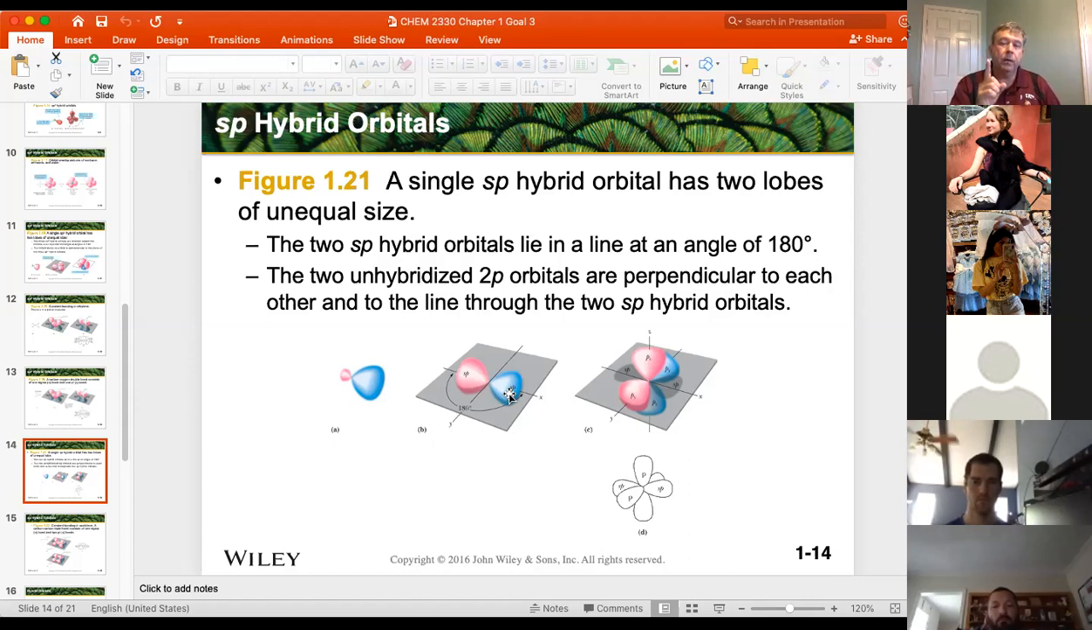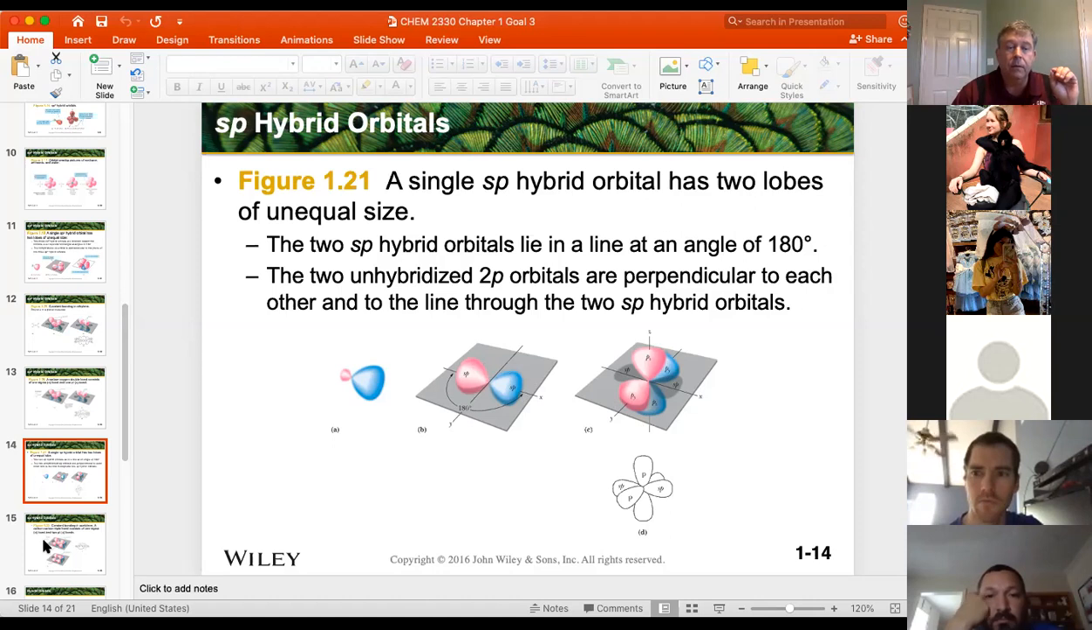But we've only used up one of those p orbitals. That means that we still have a px and a pz that have to be somewhere. So the px is going to be outside the plane of the hybridized orbitals, but the pz is going to be in the plane with the hybridized orbitals, but at 90 degrees away from it, because that's as far as we can get. So the hybridized orbitals are 180 degrees apart, but the p orbitals are going to be 90 degrees from each other and 90 degrees from the sp hybridized orbital. So that gives us a linear bond here and two different p's that can form up to two pi bonds.